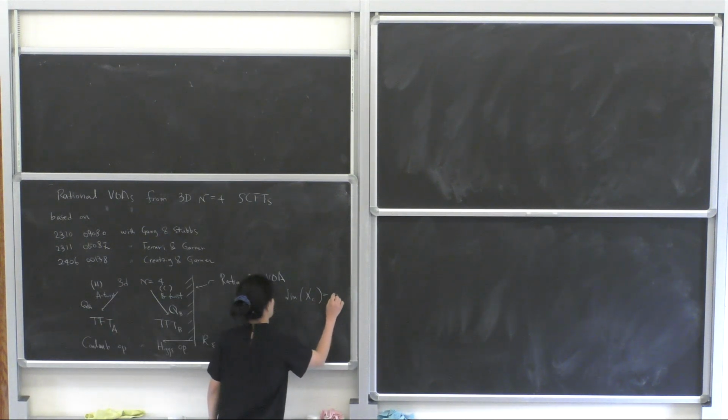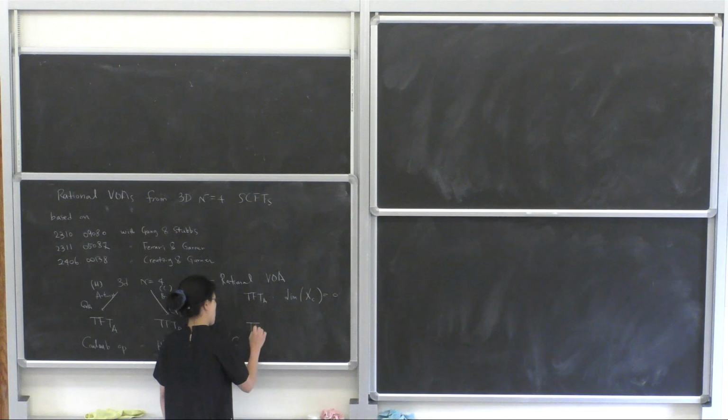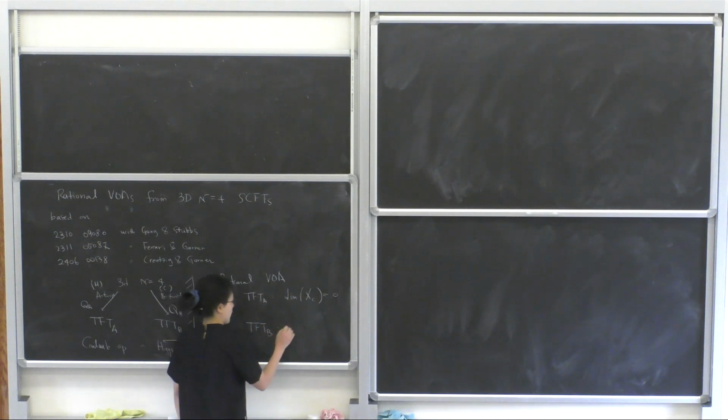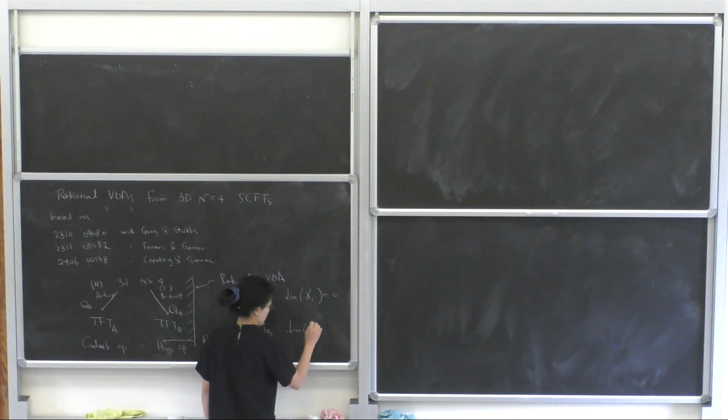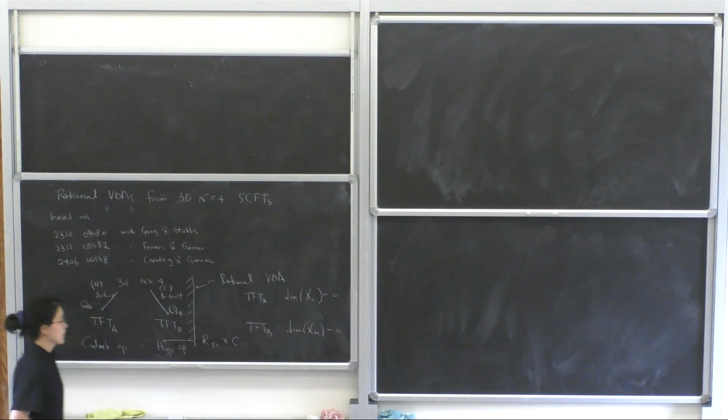And also, in the case of TFT-B, you'd like to impose that the dimension of the Higgs branch is 0. Okay. So this is one necessary condition, but it's not sufficient. And another very important necessary condition comes from the other branch of each theory.